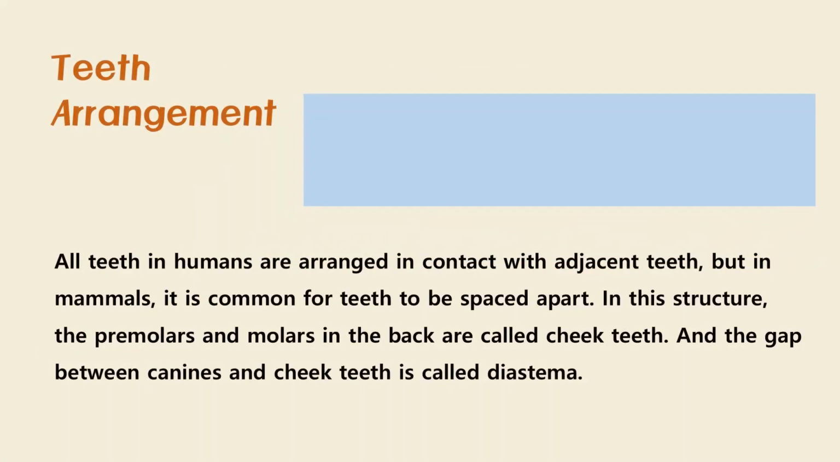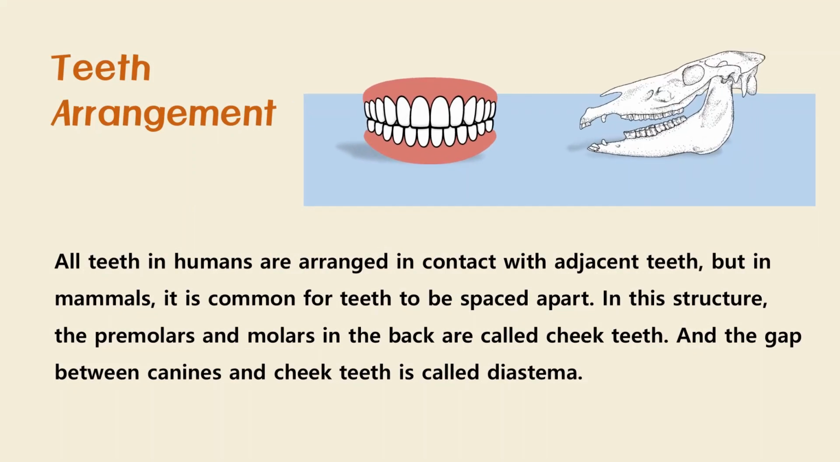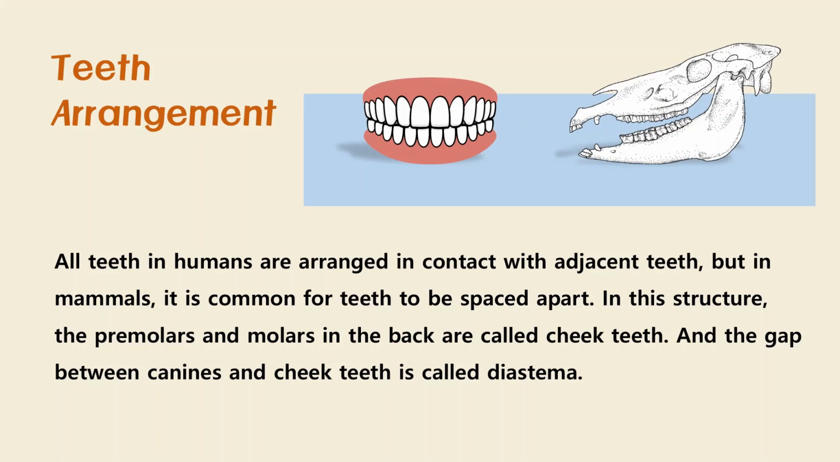Teeth arrangement. All teeth in humans are arranged in contact with adjacent teeth, but in mammals, it is common for teeth to be spaced apart. In this structure, the premolars and molars in the back are called cheek teeth, and the gap between canines and cheek teeth is called diastema.